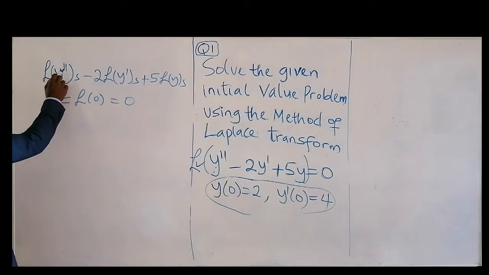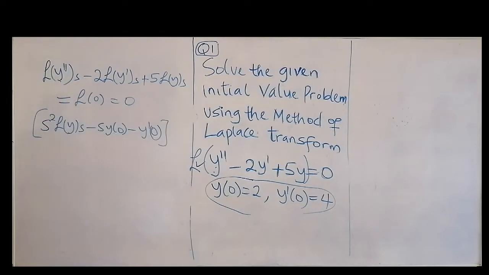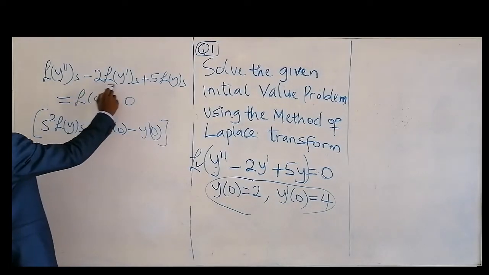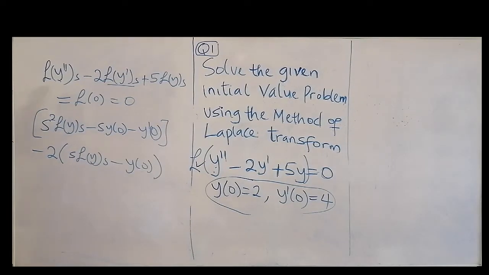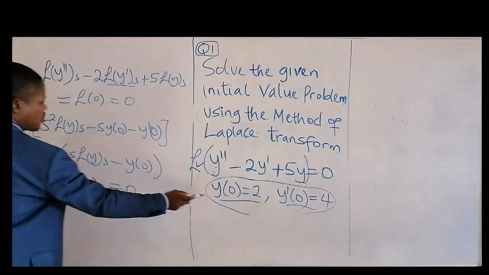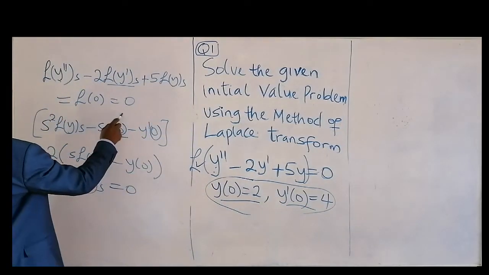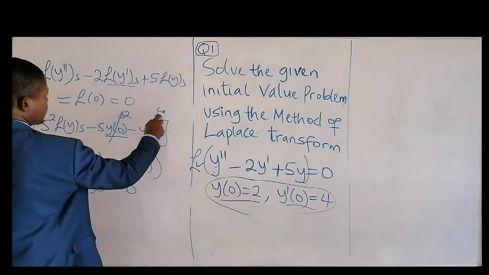So the Laplace transform for the second differential is this. Minus 2, the Laplace transform of the first differential is this. We have already explained this one in table 7.2. Then plus 5 Laplace of y, equal to this. The next thing to do is to substitute the differential criteria you have here. This one is 2, this one is 4, and this is 2.